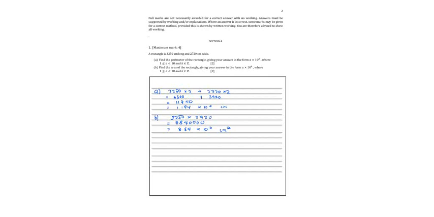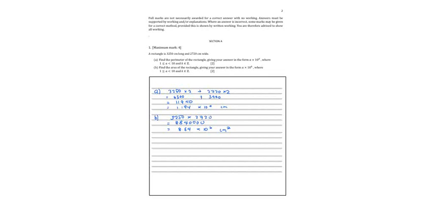Okay, this is to discuss the problem in the given test, final exam. Problem number one: a rectangle is 3,250 centimeters long and 2,720 centimeters wide. Find the perimeter of the rectangle, giving your answer in the form a times 10 raised to k, where a is between 1 and 10, exclusive of 10, and k is an element of integer.